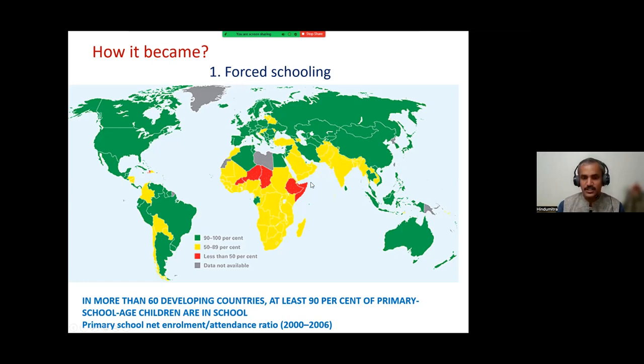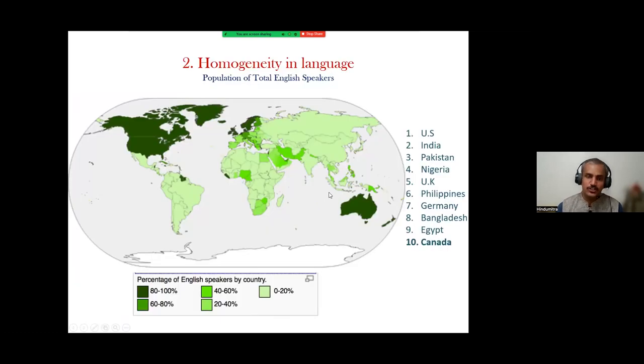Indian subcontinent, Arabia and Africa and parts of Latin America form in this pattern. The second is homogeneity of language. That means after the 1950s, it is considered you are educated only if you speak English. So the demand to speak English has risen across the world.